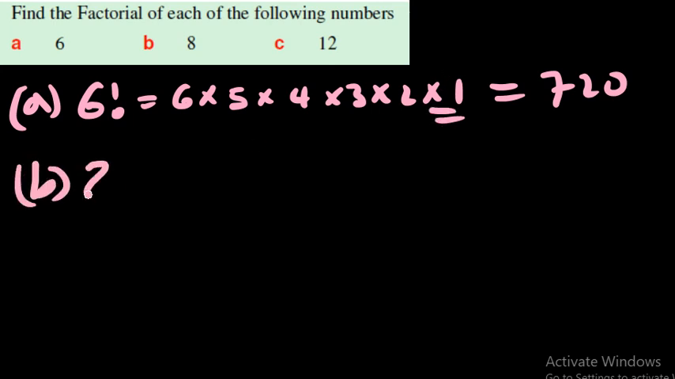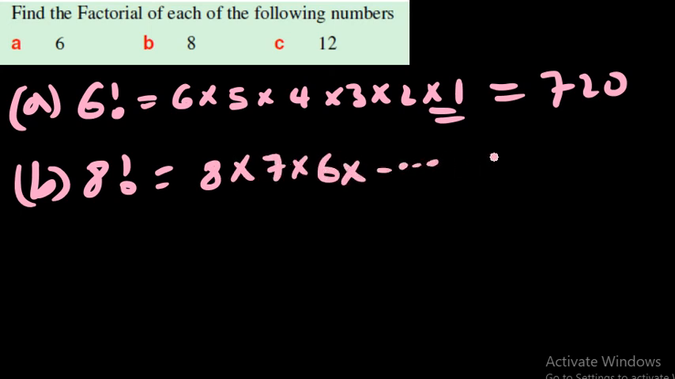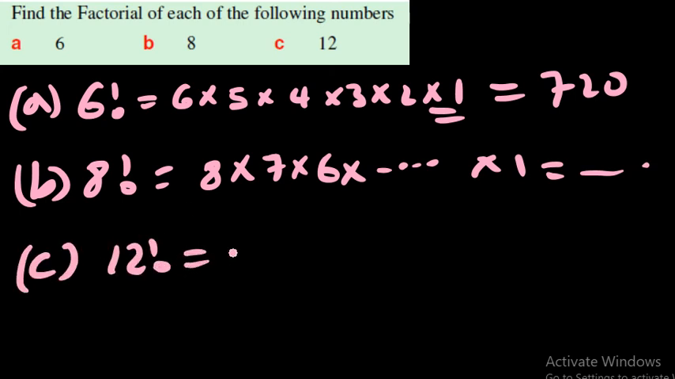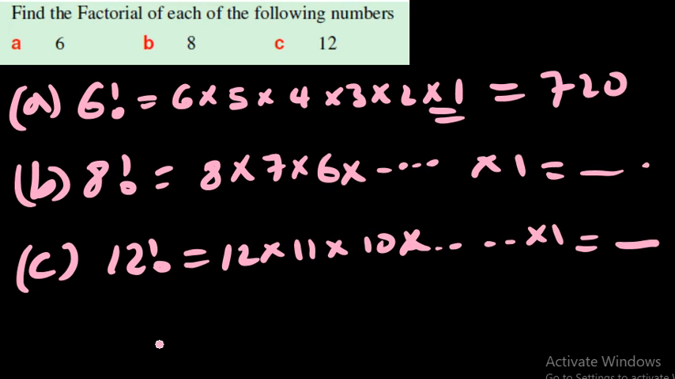B, 8 factorial. Again, 8 times 7 times 6 times, go on until you multiply by 1, and then you will get a result here. And the last one, 12 factorial, it will be a big number, because 12 times 11 times 10 times, multiply until times 1. Finally, there will be a result. That's the way to do the exercise, and that's going to be the end of the video.